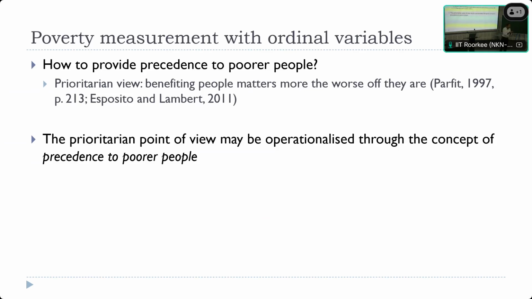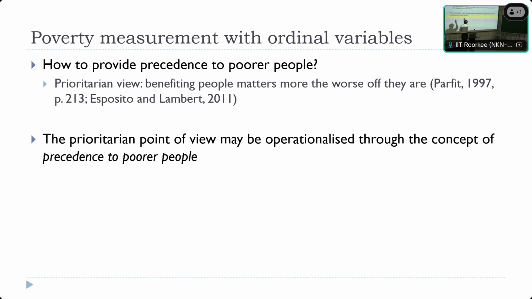So how is it going to work? How do you operationalize? This is something we call precedence. So how to provide precedence to poorer people over the less poor people. This is called the prioritarian view that we were talking about yesterday. So what Sen did, Sen used the concept of egalitarian view. They give similar results most of the time.